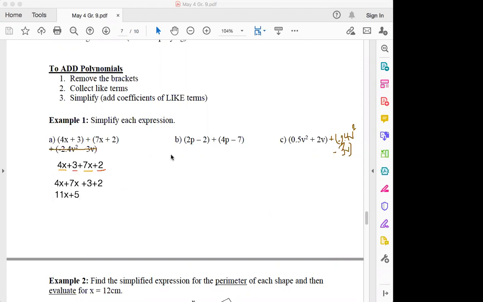Okay, so if we look at B, again, our first step is to take out all the brackets. So plus 4p minus 7. Okay, you're going to put your like terms together. And you want to simplify, so add the coefficients. So 2p plus 4p is 6p. Minus 2 minus 7 is negative 9.